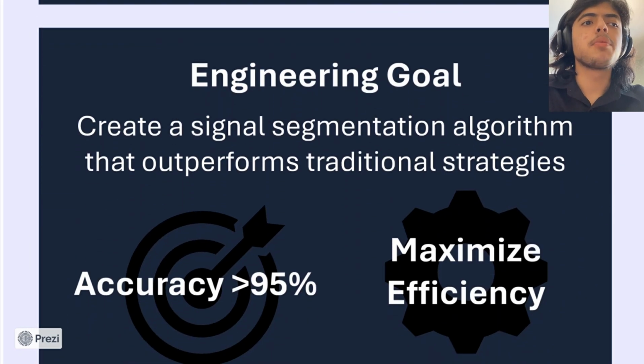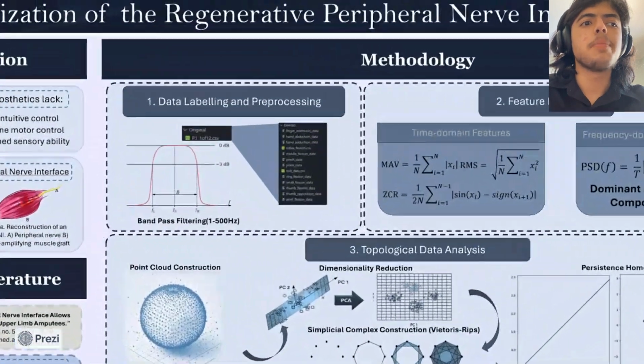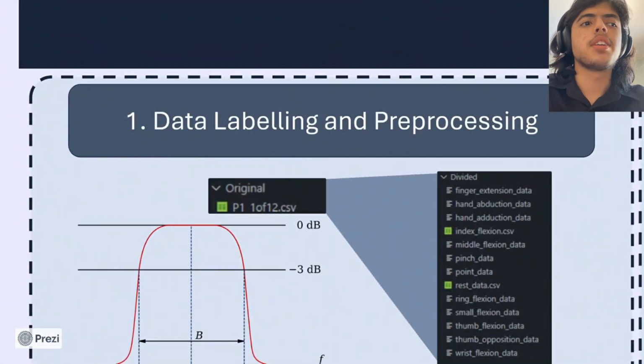The project began with data labeling and preprocessing, a crucial step to ensure the quality and accuracy of the machine learning model. The dataset used in the study was collected over an 8-year period by my mentor, during which extensive experiments were conducted on RPNI-based signal acquisition. The dataset consisted of raw EMG recordings, which were then labeled according to 13 distinct classes, each corresponding to a specific degree of freedom in hand movement.